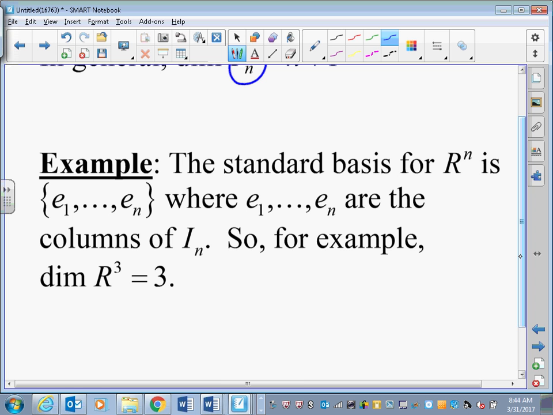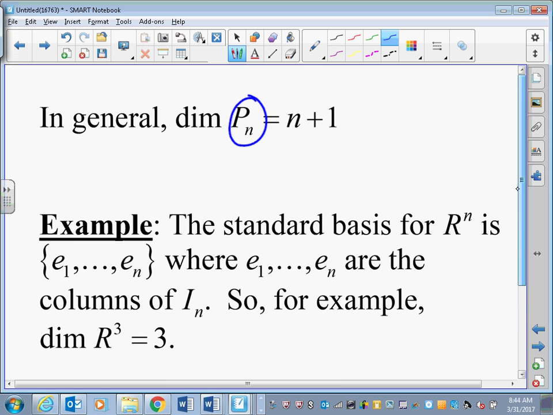So the dimension of R3 is 3. And just remember, if you have a polynomial, you have to add one more to it. Degree 3, dimension 4. R3, dimension 3. Okay?